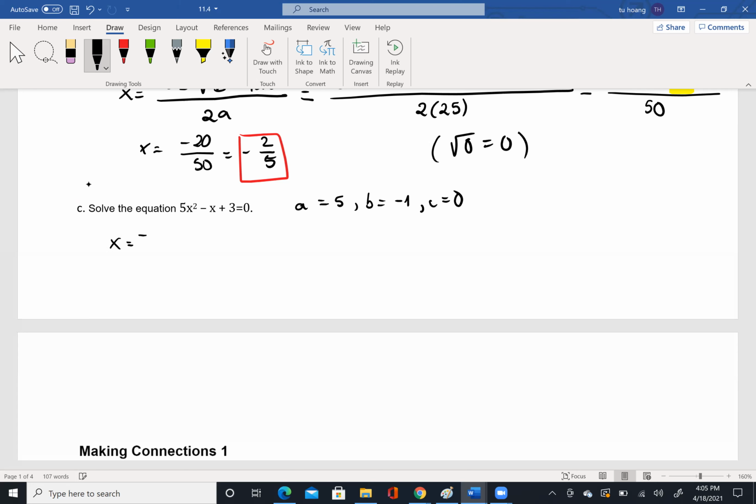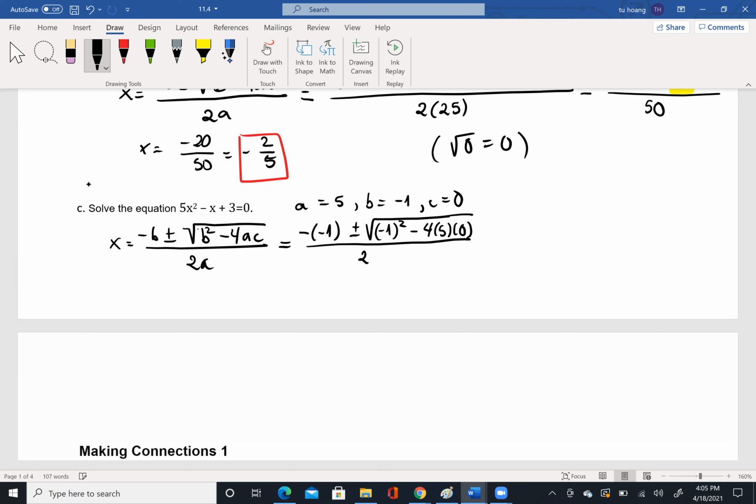x equals negative b plus and minus square root of b squared minus 4ac divided by 2a. Substitute. I have negative of negative 1 plus and minus the square root of negative 1 squared minus 4 times a times c, so 4 times 5 times 0. Then I have 2 times 5.